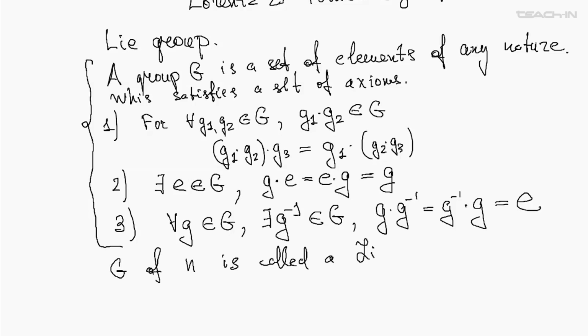If G is supplied with a structure of a group, first of all, it must be a group compatible with the structure of a smooth manifold, which means that the group operations are smooth.